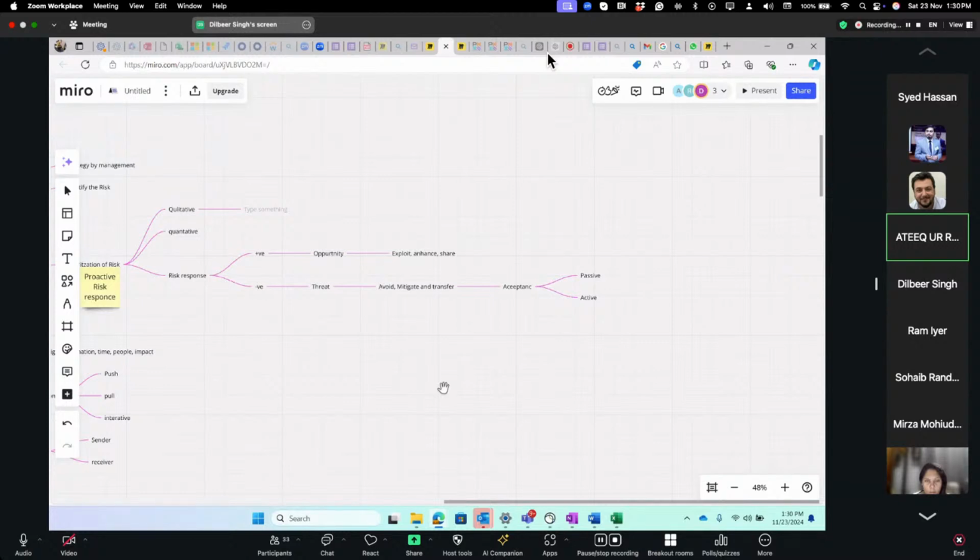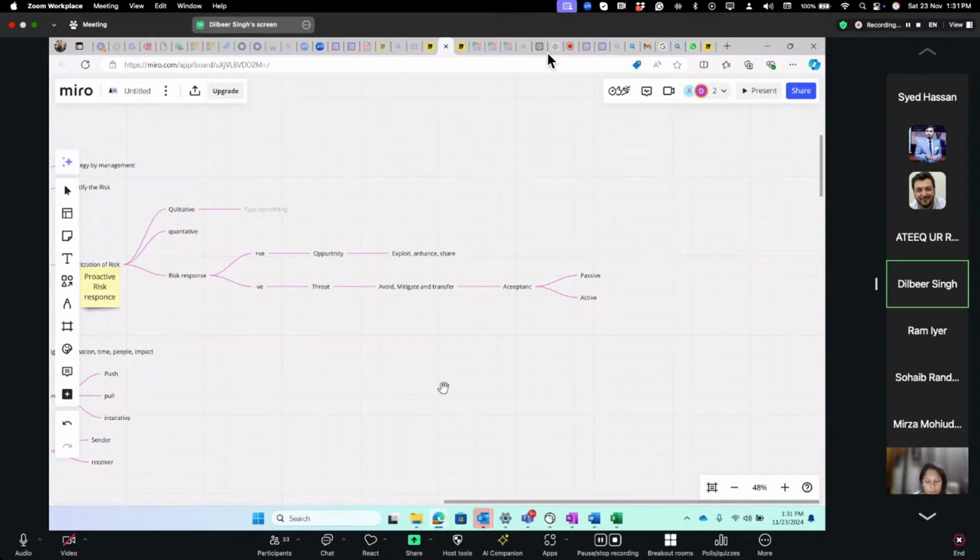Most organizations use qualitative techniques, and in quantitative we have different tools to calculate the risk assessment. For example, influence diagram, then expected monetary value, decision tree analysis, tornado analysis, sensitivity analysis, probability distribution curves. After the risk is identified and prioritized, then we go to risk response strategy.